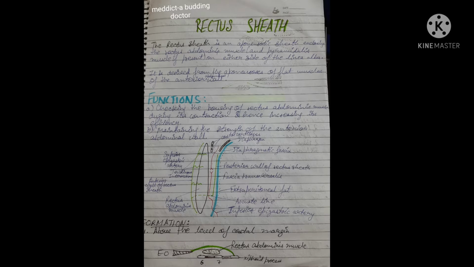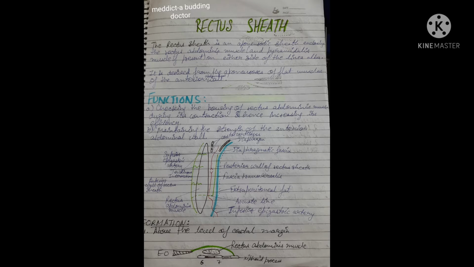One note we can remember is the anterior wall of rectus sheath is firmly adherent to the tendinous intersections of the rectus abdominis, as you can see in the diagram, these wavy green lines, whereas the posterior wall is free from the muscle.